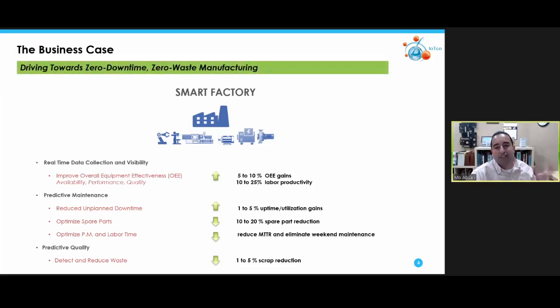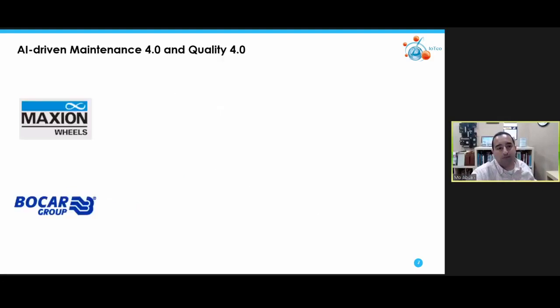And a business case first mindset allows manufacturers to think of a zero downtime, zero waste mission and vision of operation, and lay out a phased approach to enable them to get to that level of digital maturity and maintenance maturity.